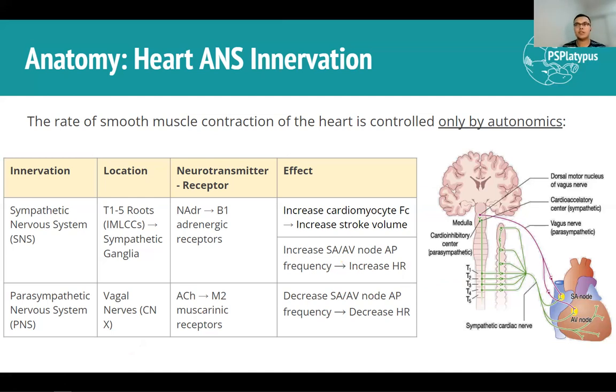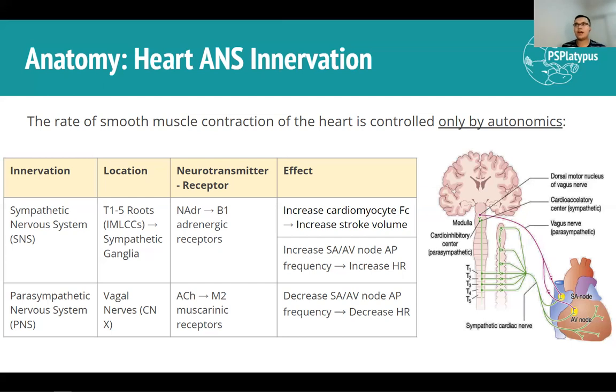And the parasympathetic nervous system, it does a little bit differently. So it starts up with the vagus nerve coming out of the brainstem, and then going down and innervating the heart. And it's going to play the opposite role. So it'll try and decrease heart rate, but it doesn't do as much in terms of stroke volume. Its main role is to decrease heart rate through decreasing the firing frequency of the SA and AV nodes.